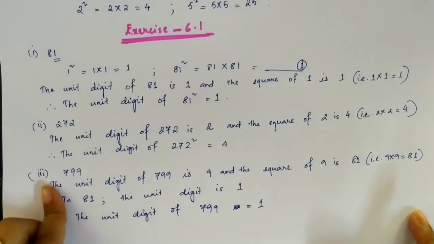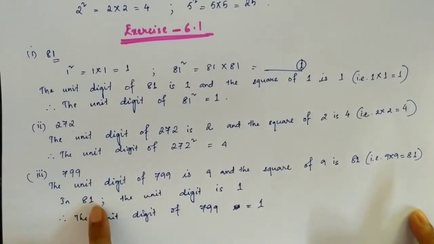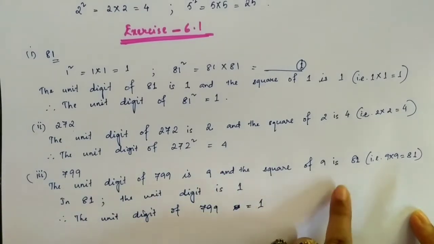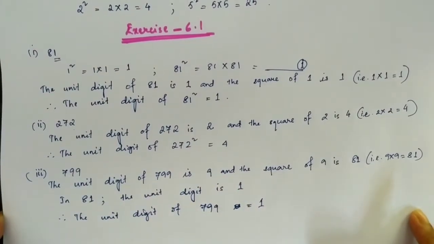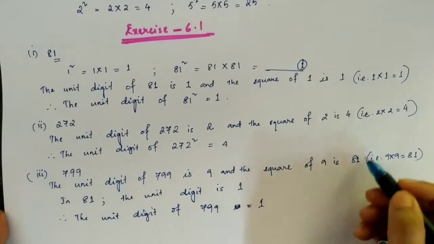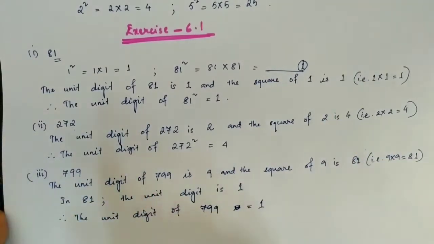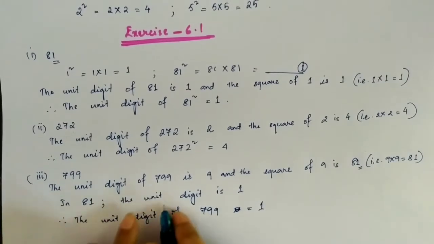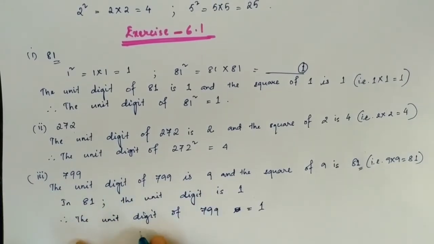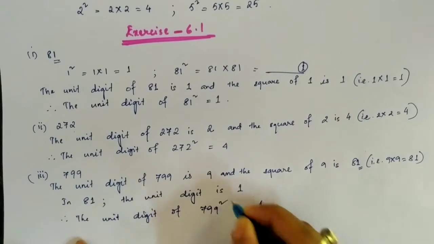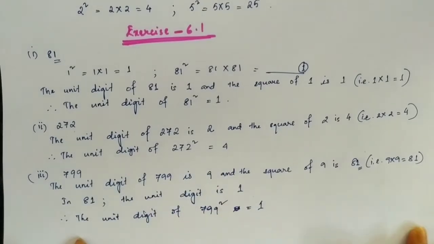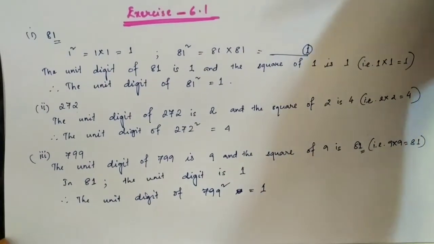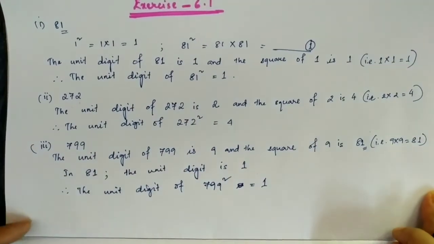Now in number 3, it is 799. What is the unit place digit here? 9. When you find the square, you get 81, because 9 nines are 81. Now 81 is a 2-digit number, and you want only the unit digit. So we don't take 8, we take the unit digit. In 81, the unit digit is 1. Therefore, the unit digit of 799 square is equal to 1. Whenever you have a 2-digit number, you take the units place of that number.